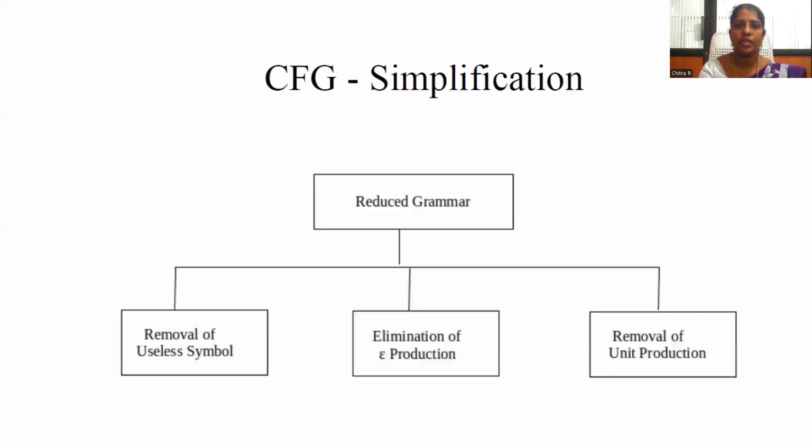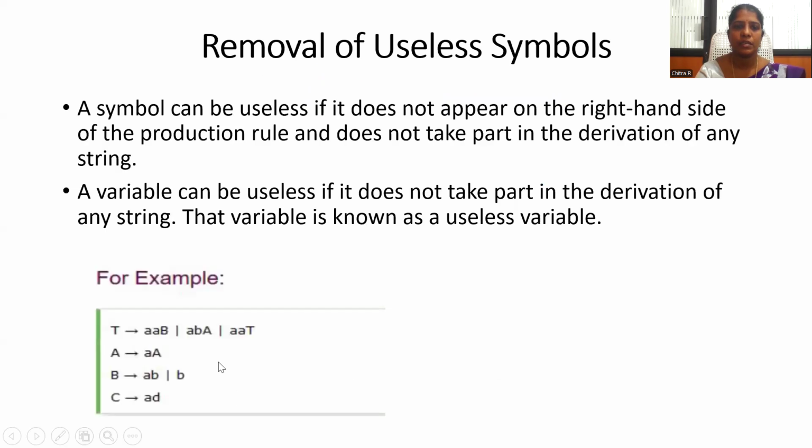We all know about the context-free grammar. Context-free grammar contains the variables, terminals, productions as well as the starting symbol. To simplify the grammar, otherwise it can be called the grammar reduction, we follow 3 steps. The first one is the removal of useless symbols, the second is the elimination of epsilon production, and the third is the removal of unit productions.